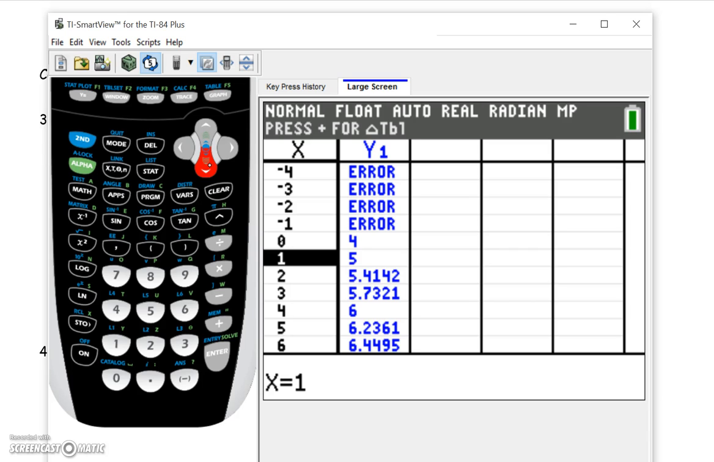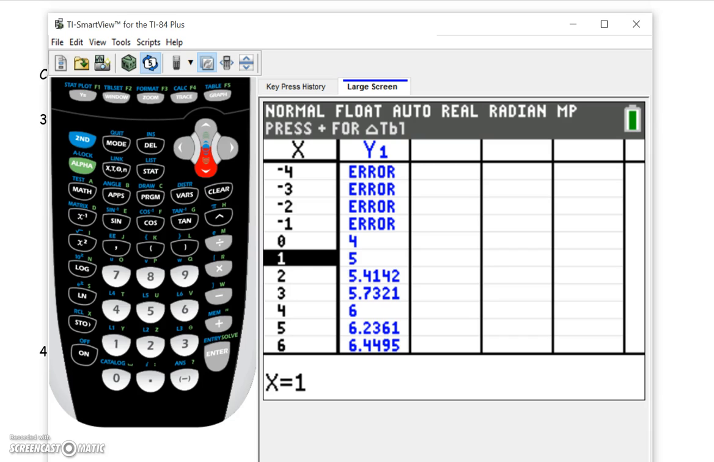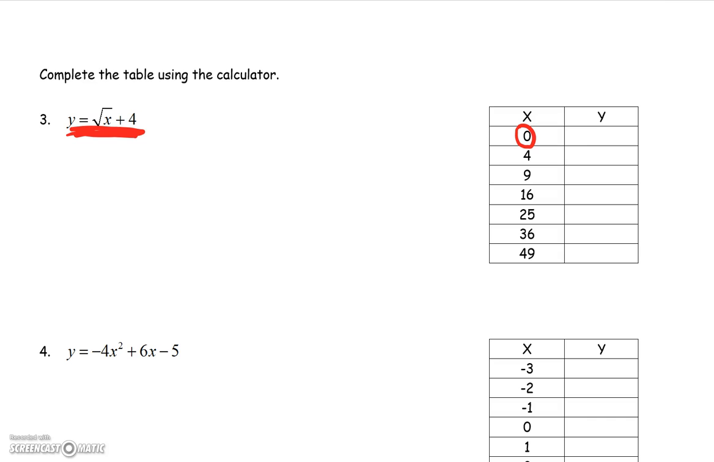Once we have the table of values, we can basically just copy the inputs and outputs from our calculator into the table of values on our worksheet. So we're looking for inputs of 0, 4, 9, 16, 25, 36, and 49. In other words, the perfect square numbers. When I go to my calculator, an input of 0 yields an output of 4, and so I'll copy that into my table of values.